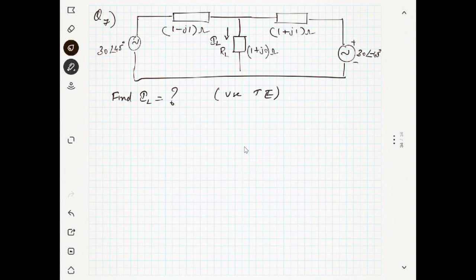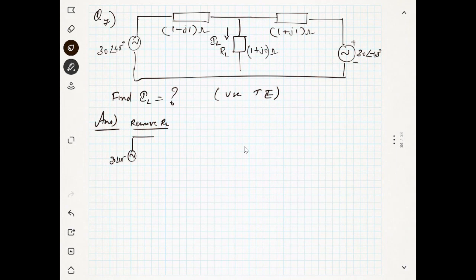So how will we proceed now? If you want to find the current through some load, what is the first step? You have to remove the load. Yes, after that we will find the Thevenin voltage. After removing the load, you will get the equivalent circuit like this, 30 angle 45. Remove the load first.